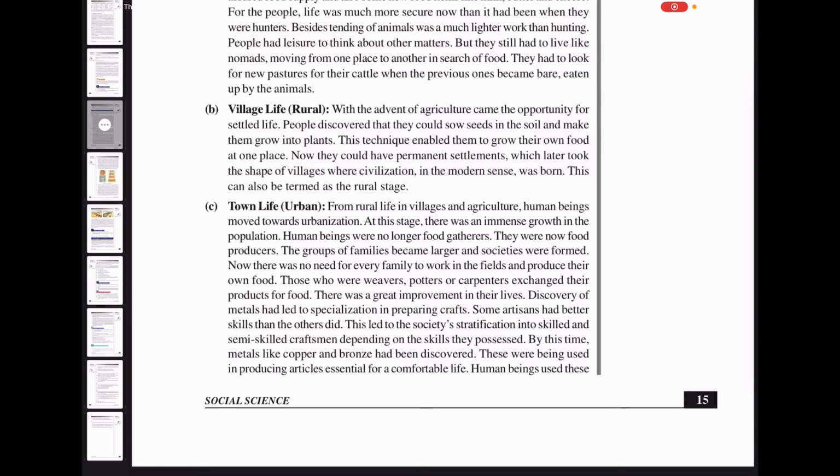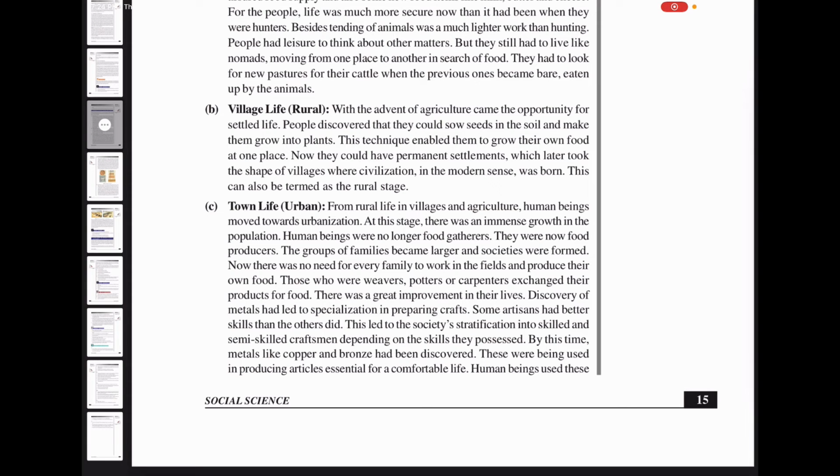Then village life, rural. With the advent of agriculture came the opportunity for settled life. People discovered that they could sow seeds in the soil and make them grow into plants. This technique enabled them to grow their own food at one place. Now, they could have permanent settlements, which later took the shape of villages where civilization in the modern sense was born. This can also be termed as the rural stage.